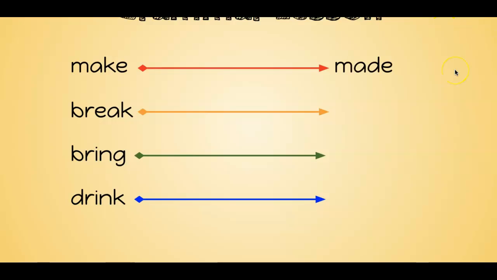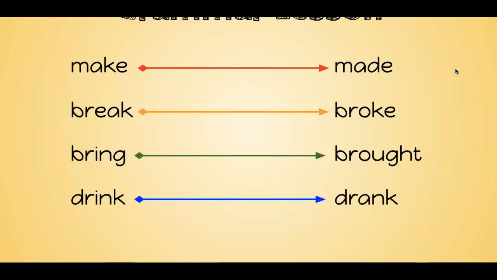Break is the next word. The past tense would be broke. Then we have bring, which should be brought. And then we have drink, which should be drank. So these are all irregular past tense verbs.